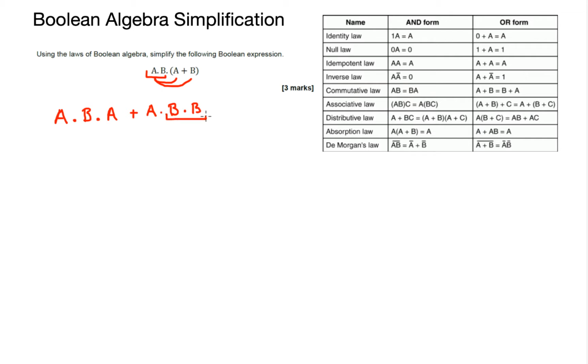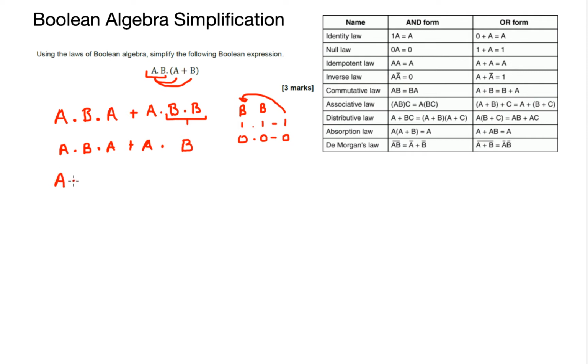The next step that I will take is looking at B and B. I know that B and B is going to result in just B. The reason for this is because B can have 2 states. B can be a 0 or B can be a 1, because these are switches at the end of the day. If I take B and B together, you'll notice that 1 and 1 is going to be 1, and 0 ANDed with 0 is going to be 0. And this means that the result is dependent upon what I put in the first place.